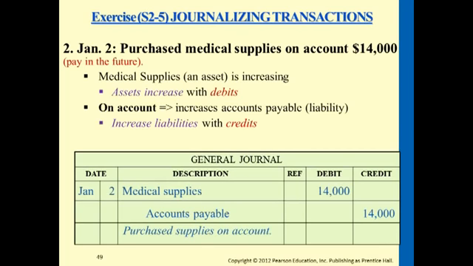Right, so we have the medical supplies account affected and accounts payable affected. One is an asset account, one is a liability account. The asset account increases on the debit side, liability increases on the credit side. Description here, purchase supplies on account, just explaining this business activity.